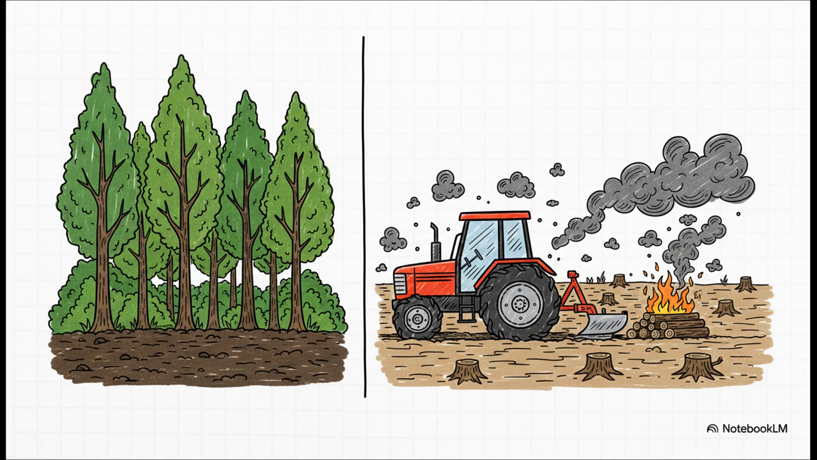Deforestation, for instance, delivers this one-two punch. First, we lose the trees that were actively pulling carbon out of the air. But second, when we burn that forest or just let it rot, all the carbon that was stored in those trees goes right back into the atmosphere. Same thing happens when we plow up old grasslands and soils. It just unlocks carbon that's been stored for centuries.